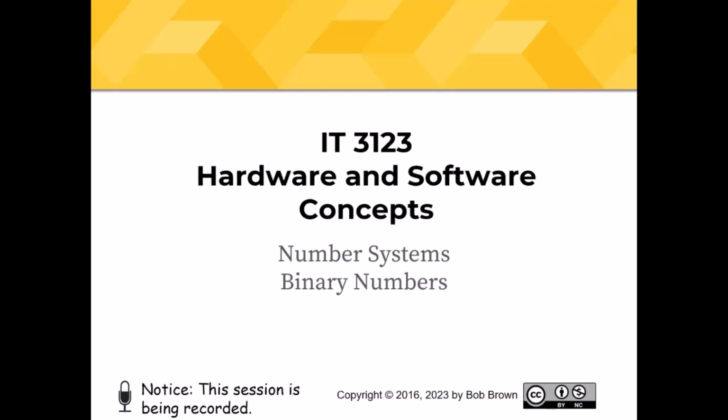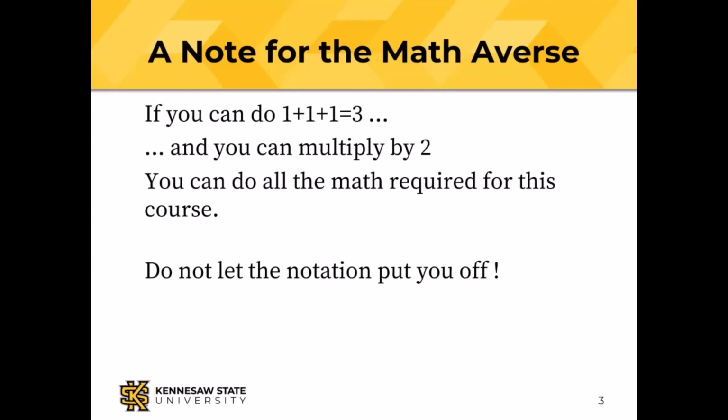Today we're going to talk about number systems and binary numbers. For the math averse, if you can do 1 plus 1 plus 1 and get 3, and you can multiply by 2, you can do all of the math you need for this course.